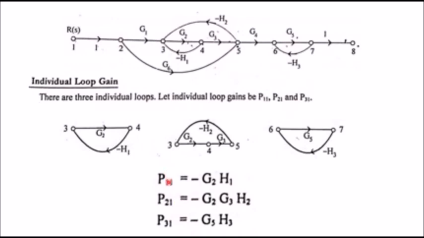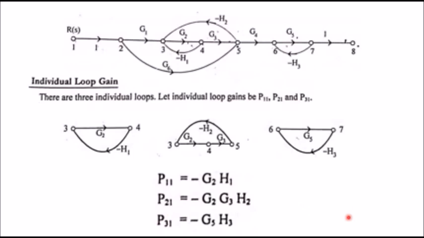So P11 is equal to minus H1 G1. Similarly, P21 is G2 minus H2 G3, and P31 is equal to minus H3 G5, which is nothing but what is given here. So these are the individual loops.